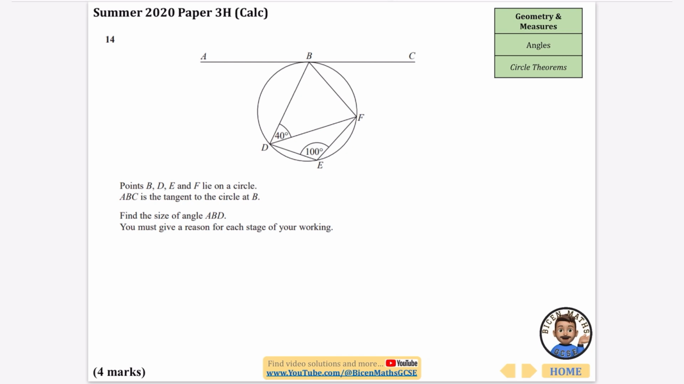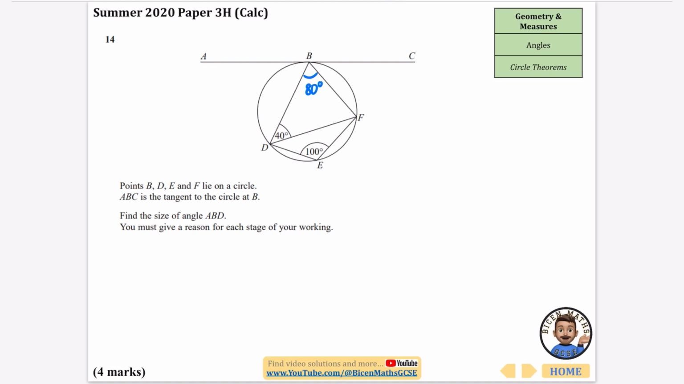So it says that B, D, E and F lie on a circle, ABC is a tangent to the circle at B, find the size of angle ABD. You must give a reason for each stage of your working. Well, we've got this special shape, which is a cyclic quadrilateral. So I think immediately we can work out the size of this angle. Cyclic quadrilaterals, opposite angles add to 180, which means that that angle is 80 degrees.